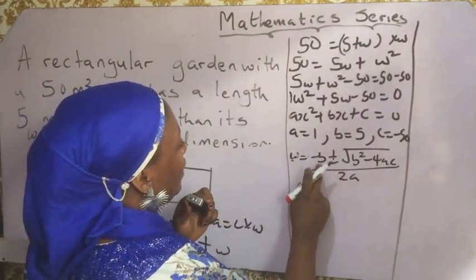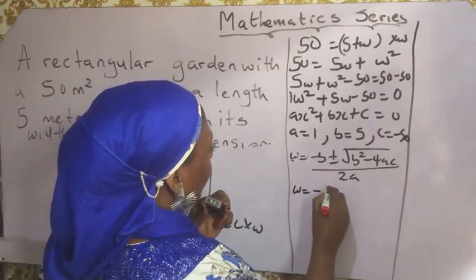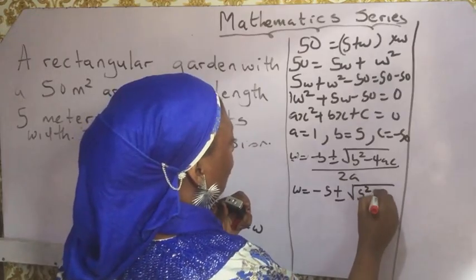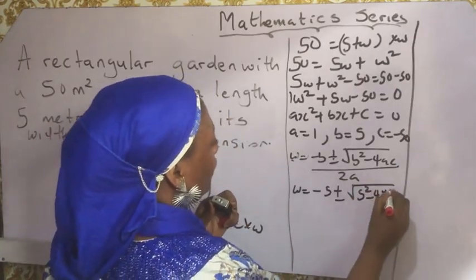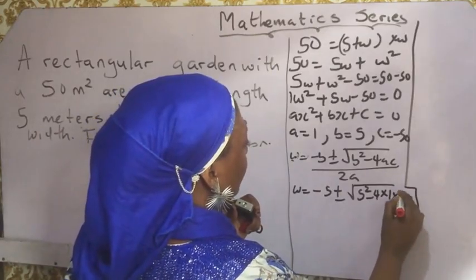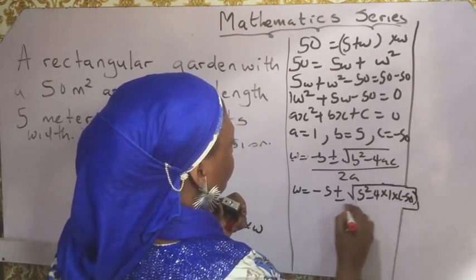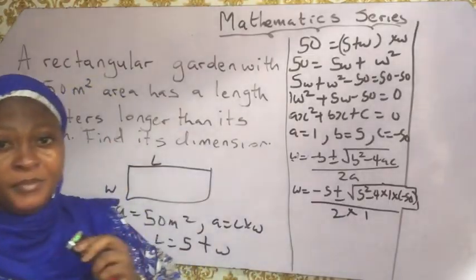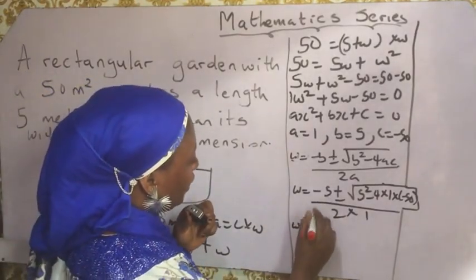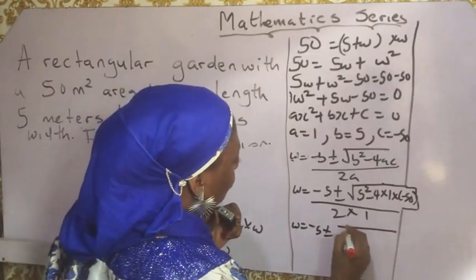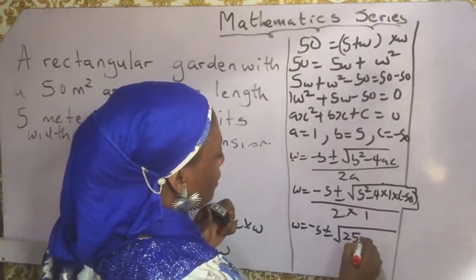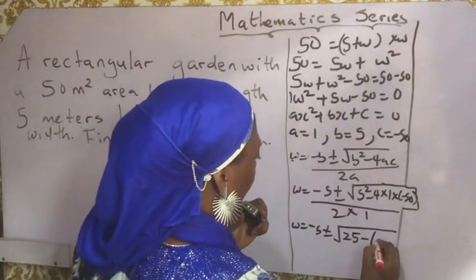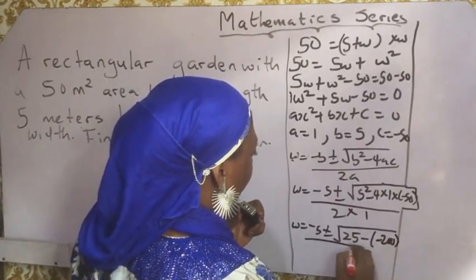So we have b is equals to 5, so w is equals to negative 5 plus or minus square root of b squared, that is 5 squared, minus 4 times a, which is 1, times negative 50, which is c, divided by 2a. Remember, a is 1, 2 times 1. So we have w will be equals to negative 5 plus or minus square root of 5 squared is 25 minus 4 times 1 is 4. 4 times negative 50 is negative 200, minus negative 200 divided by 2.